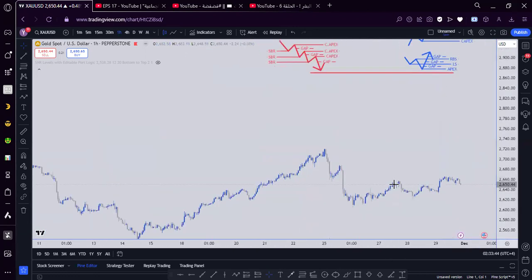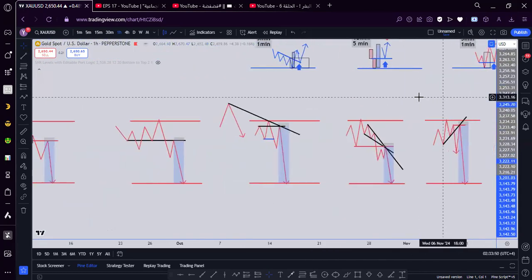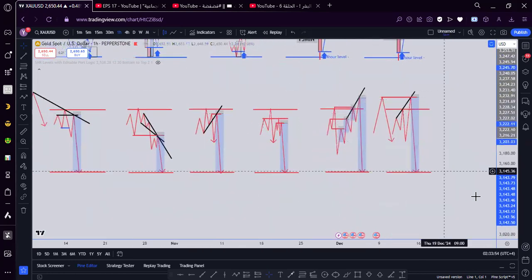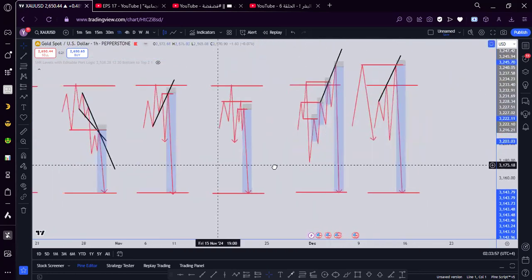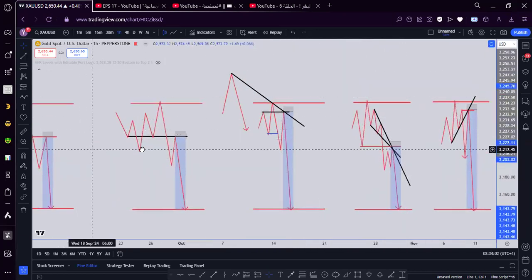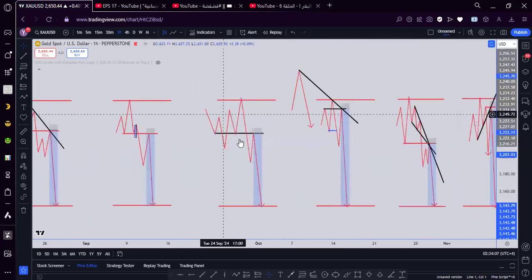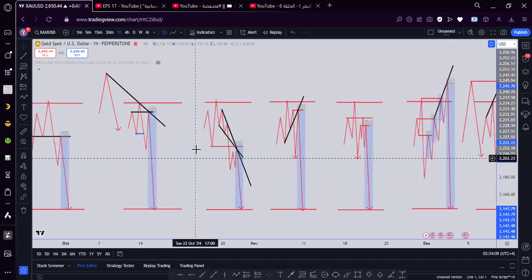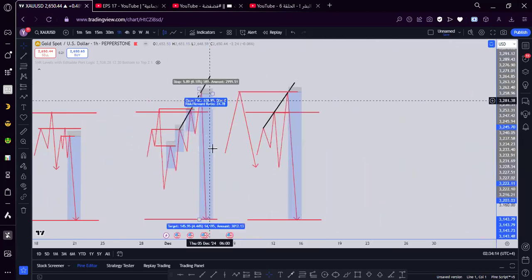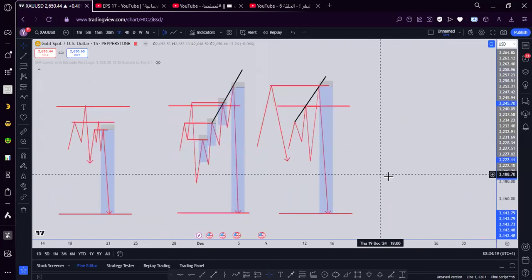For the KM setups, this is all the KM setups that you can find in the starting of the storyline. The KM pattern has a lot of patterns when it's aligned with the market structure, so it will create a lot of patterns. So let's start with the first setup that we can take based on the KM pattern.